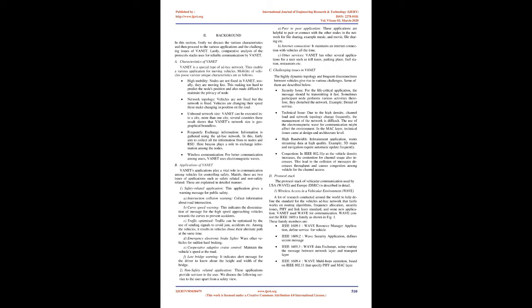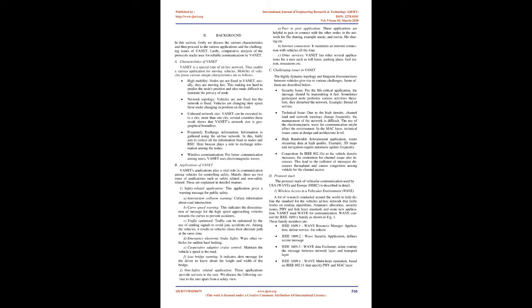D. Emergency electronic brake lights: warn other vehicles of sudden hard braking. E. Cooperative adaptive cruise control: maintains the vehicle's speed on the road. F. Low bridge warning: it gives an alert message for the driver to know about the height and width of the bridge. 2. Non-safety-related applications: these applications provide services to the user.